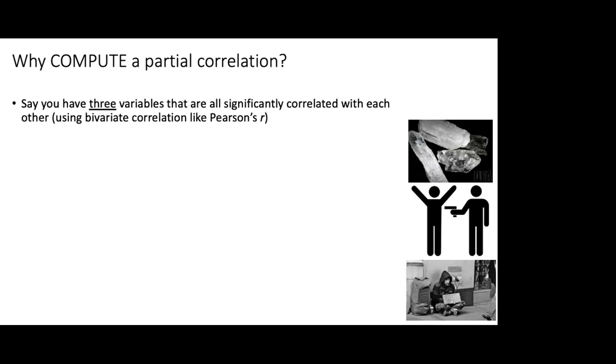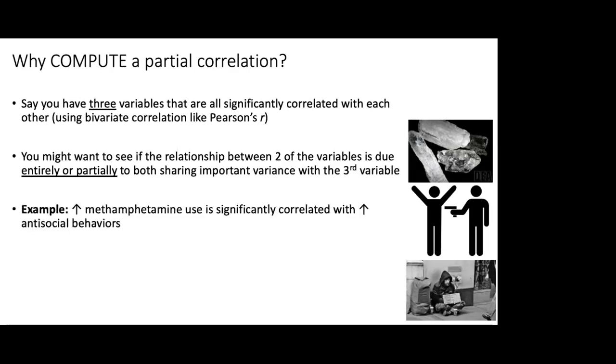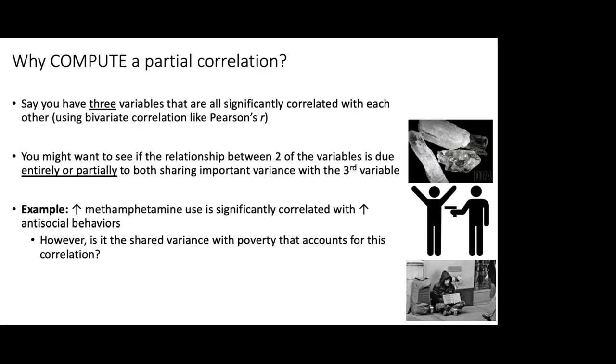Let's say we have three variables that are all significantly correlated with each other. So we're using bivariate correlation, and they all have significant relationships with each other. But we want to know whether the relationship between two of the variables is due, or partially due, to both sharing important variance with the third variable. So let's assume we have methamphetamine users. The drug use is significantly correlated with antisocial behavior. However, we might have a third variable that might be relevant here, and that is poverty.